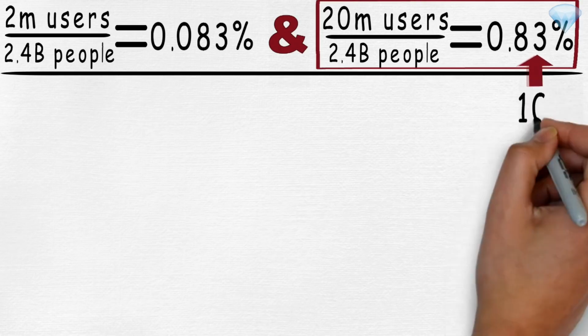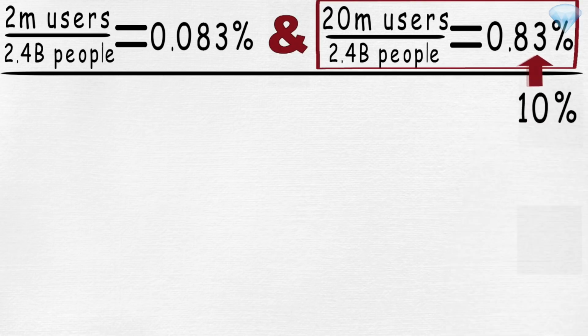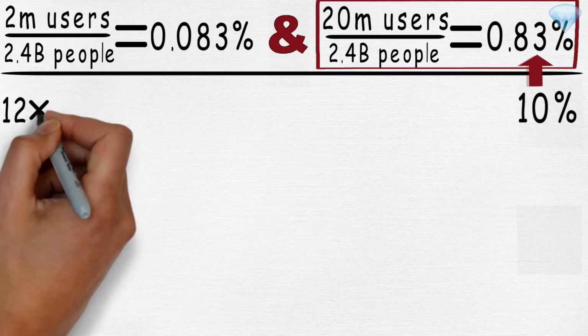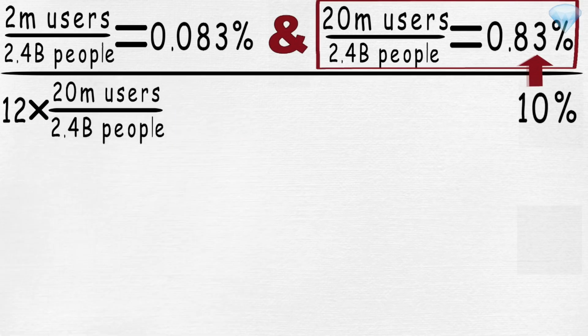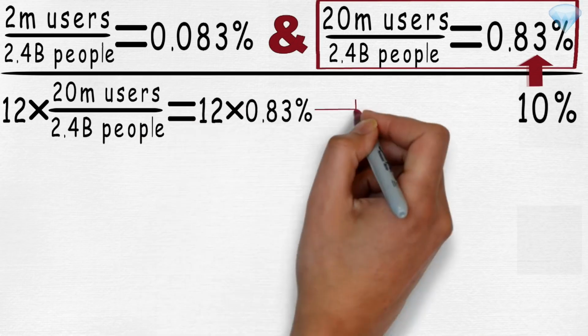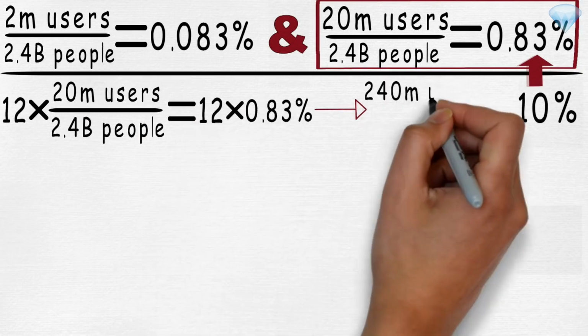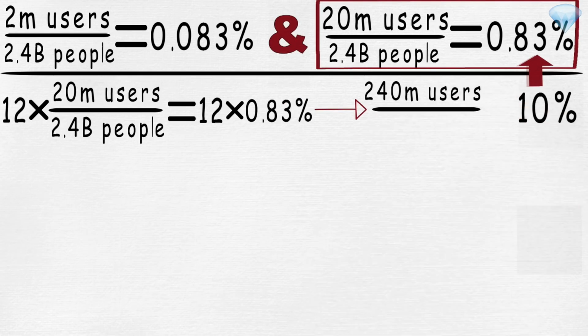So in order to get 10%, we will have to multiply left and right side by 12. 12 multiplied by 20 million users divided by 2.4 billion people of target sample equals 12 multiplied by 0.83%, which implies 240 million users divided by 2.4 billion people of target sample equals 10%. And this is what we want.